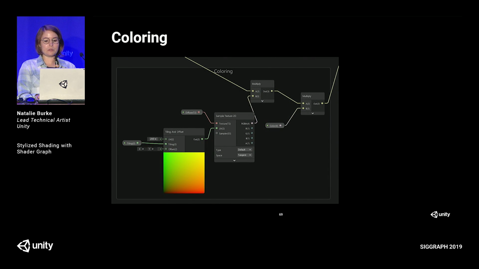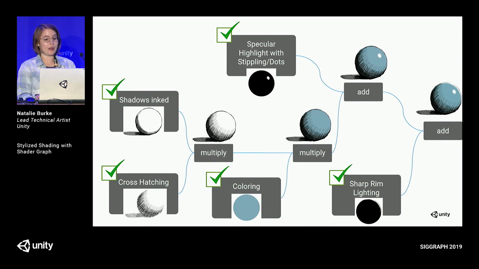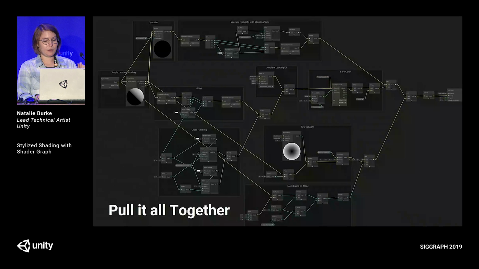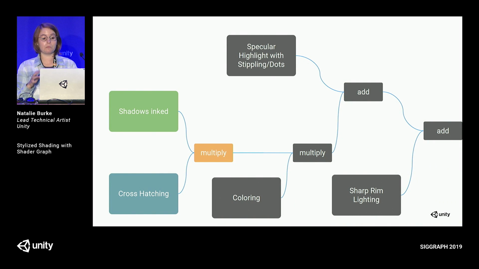Now the coloring was fairly straightforward, just input for a diffuse texture and another color. And there, I have all my pieces done. But let's put it together. So that's what it ends up looking like, which looks complicated. But if we just go back to our very simple breakdown, we can see we're just combining all these pieces we just built up together.